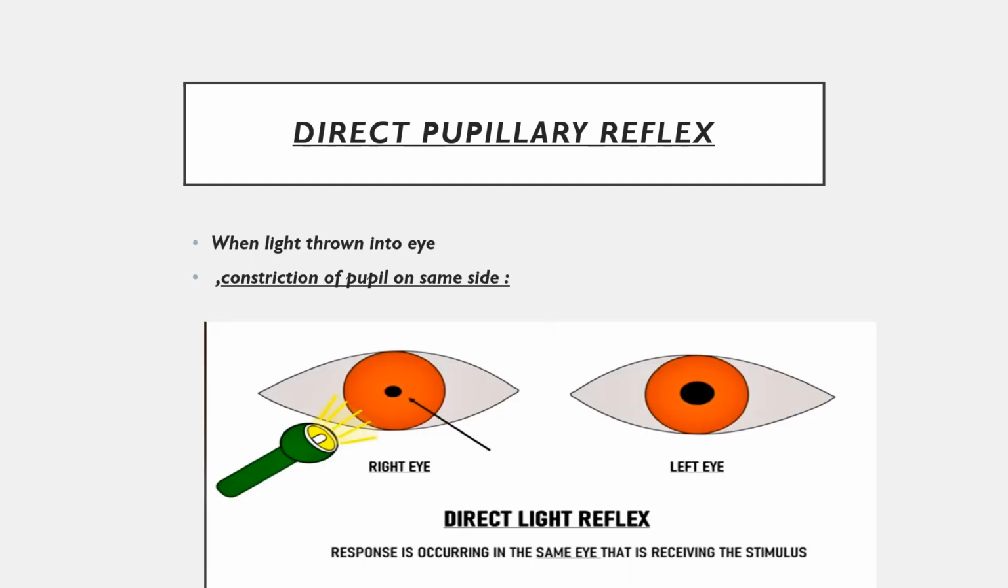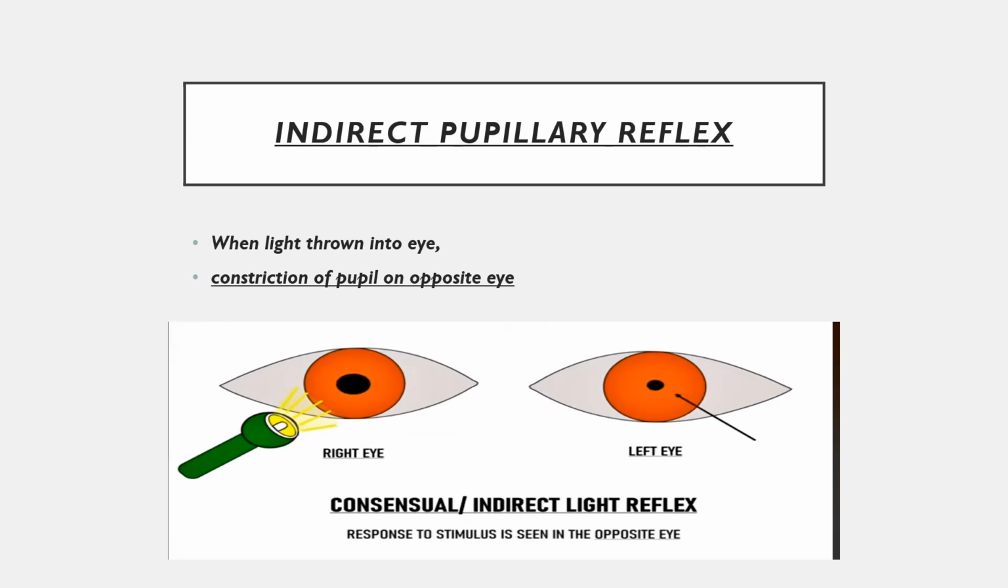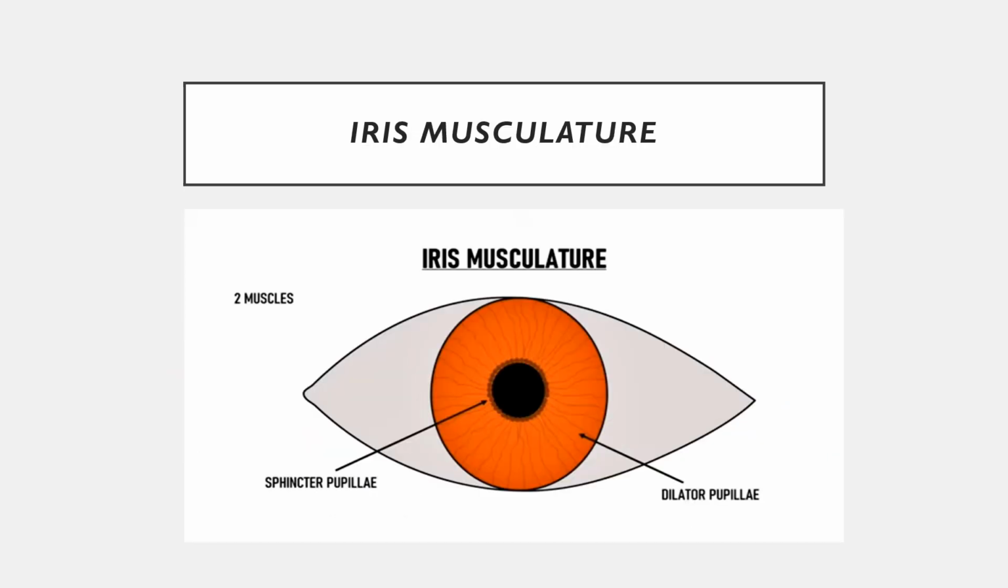First we'll study the direct pupillary reflex. When the light is thrown into the eye, you can see here the constriction of the pupil on the same side. We are showing the light to the right eye and constriction is also happening in the same eye. That is the direct pupillary reflex. Whereas in the indirect pupillary reflex, there is constriction of the pupil in the opposite eye. We are showing light here, but constriction is happening in the opposite eye. This is all about the direct and indirect pupillary light reflex.